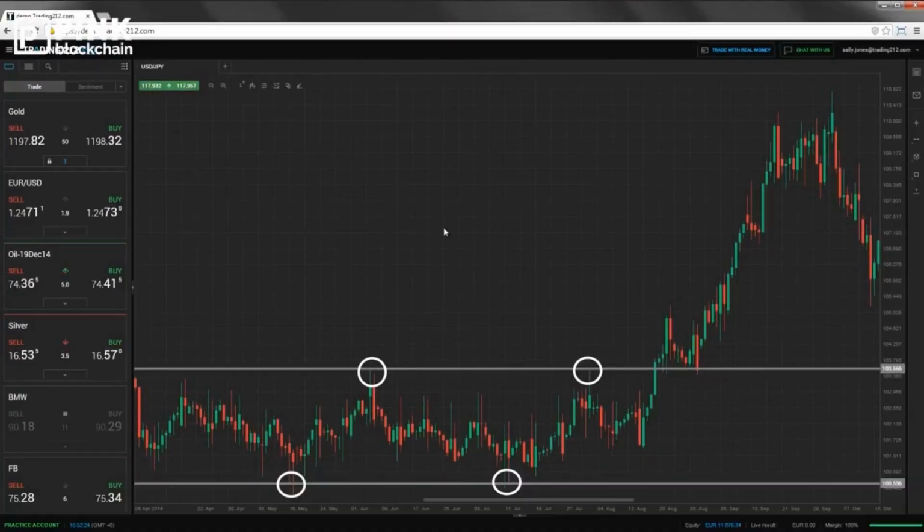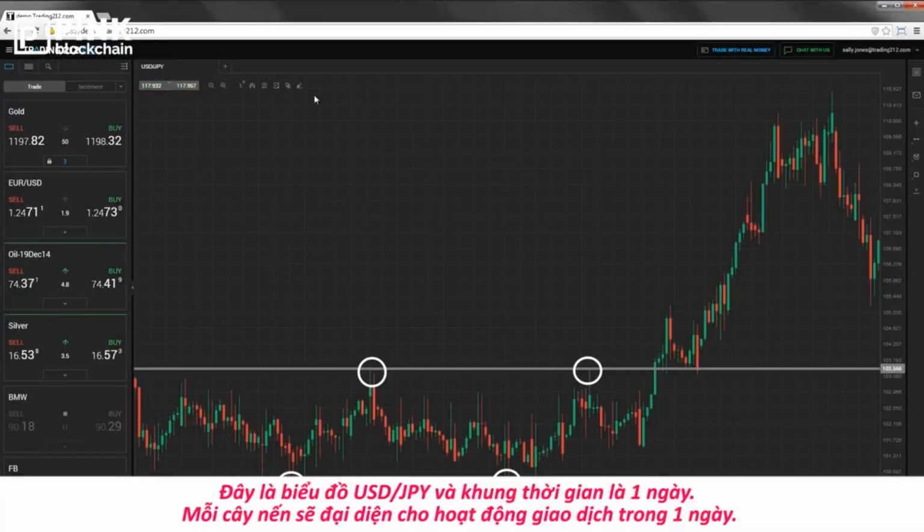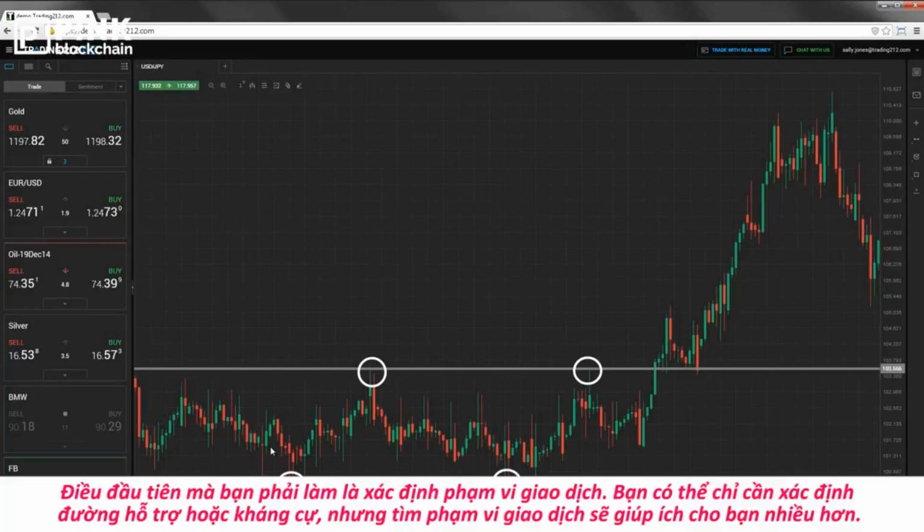a breakout. Here we have the US dollar Japanese yen chart in candlestick mode at a 1-day time interval. Each candlestick represents the trading activity of 1 day. The first thing you need to do is to have a clearly defined trading range. You can of course just have a support or resistance level, but we are going to go with the trading range as it's more beneficial.